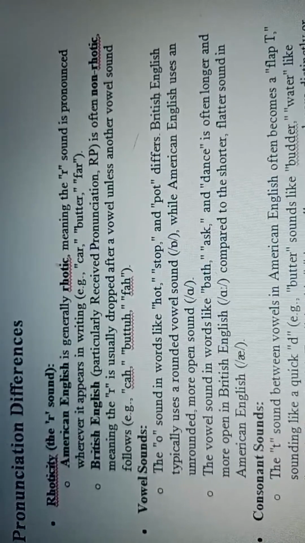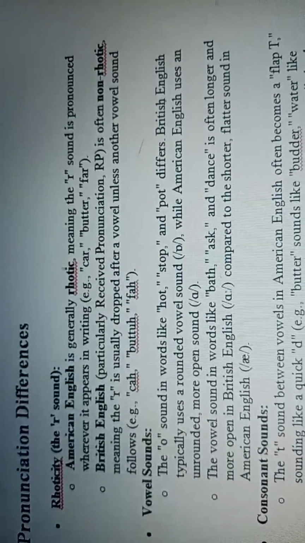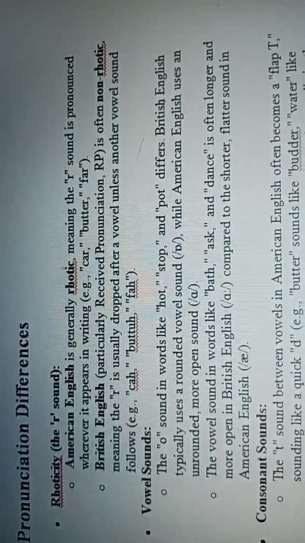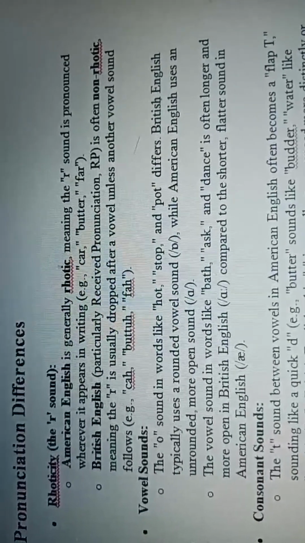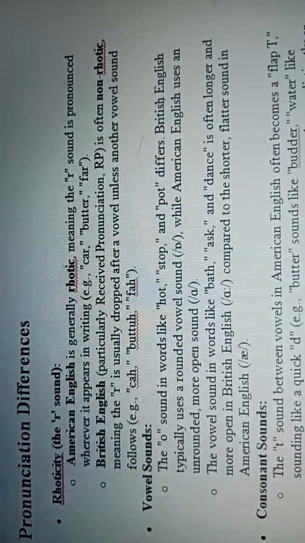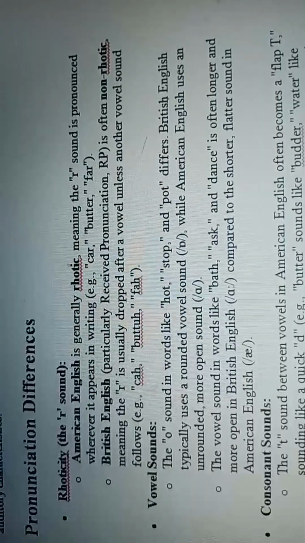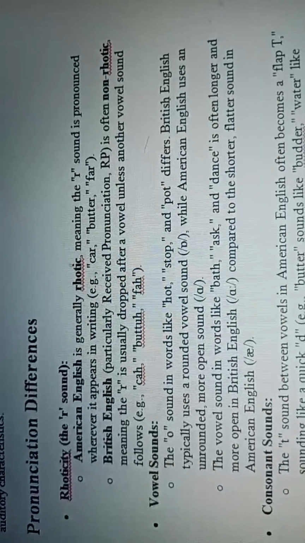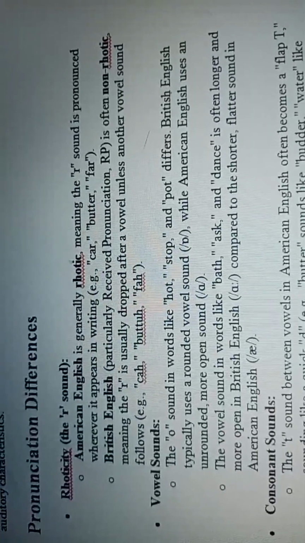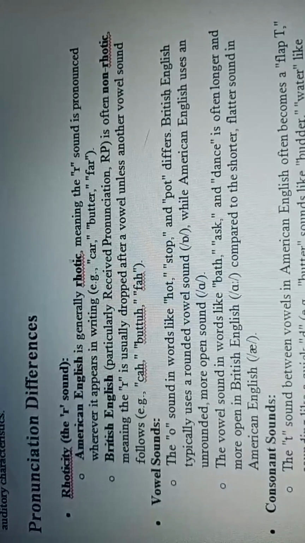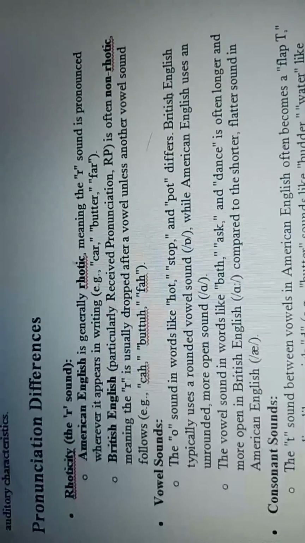For example, car, butter, for. Vowel sounds. The O sound in words like port and stop differs. British English typically uses a rounded vowel sound, while American English uses an unrounded, more open sound.